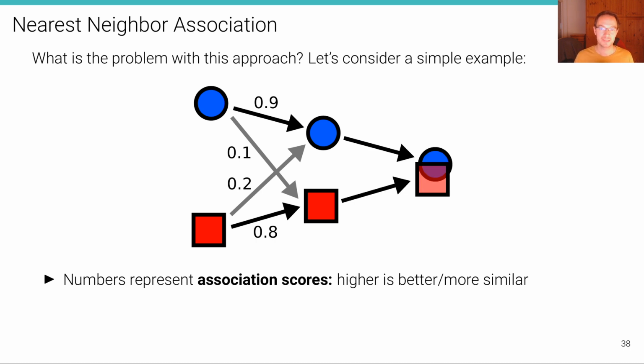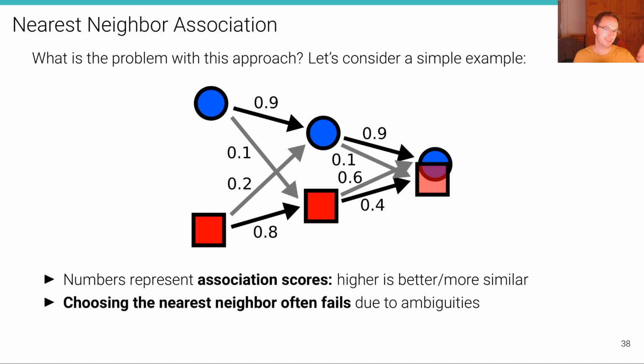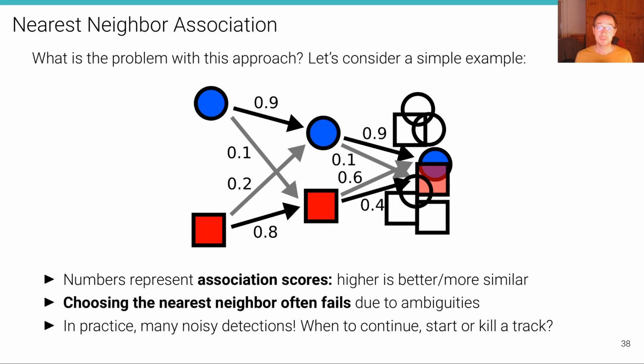But let's consider a more tricky situation now, where we go one frame further. Now in this case, it's much more ambiguous. For example, considering the predicted location as a similarity measure, choosing the nearest neighbor here would fail. For the red object, we would choose the blue prediction, which has a higher similarity score than the red one. And so in this case, we would even consider this detection twice, once for the blue track and once for the red track.